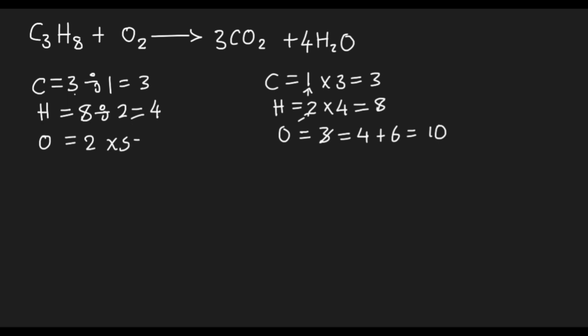So this one must be multiplied by 5 to give us 10. So we need 5 in front of oxygen. So this is the balanced chemical equation. Let's have the second one.